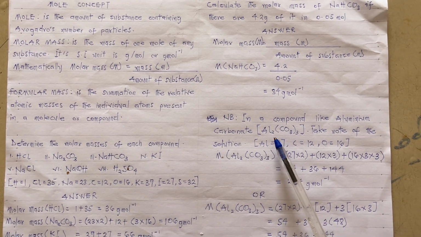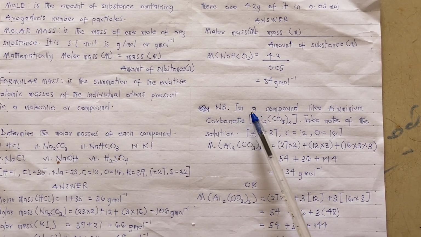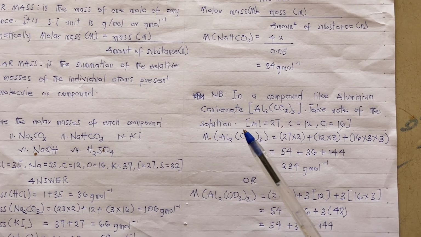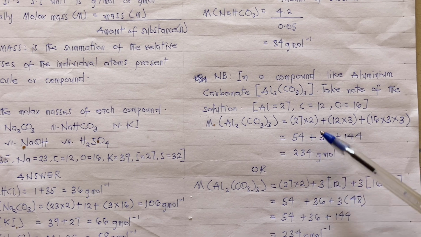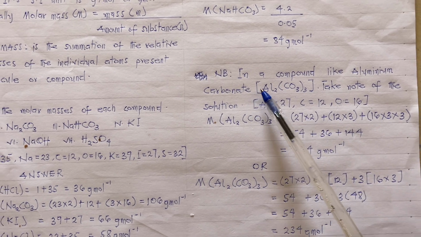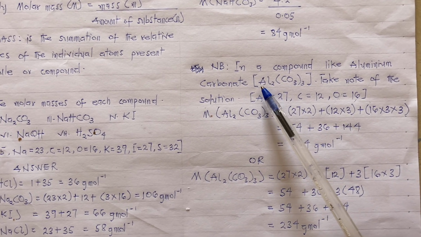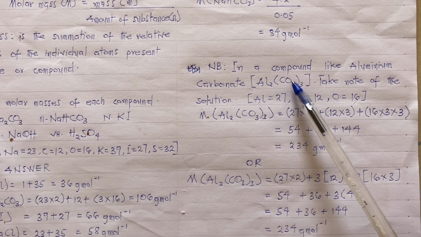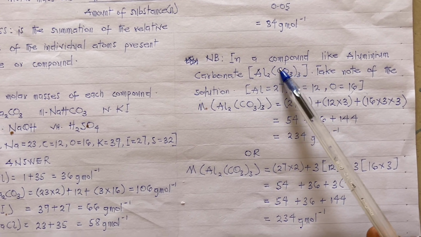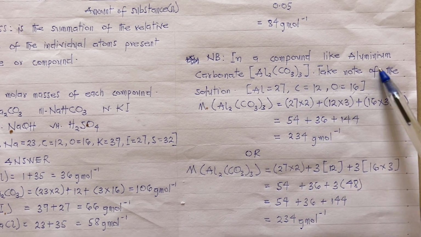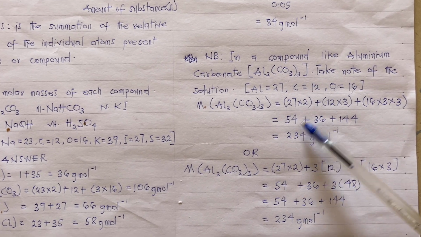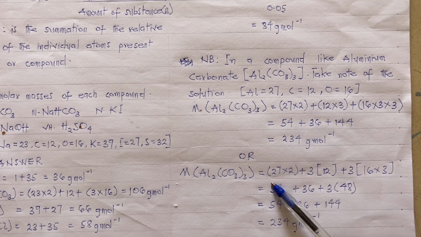Now we have another question here. We can also determine the molar mass of other compounds as we can see here. So we have the molar mass of Al2(CO3)3, you open bracket, CO3, you close it, multiplying 3. So we can also calculate our molar mass here as you can see.